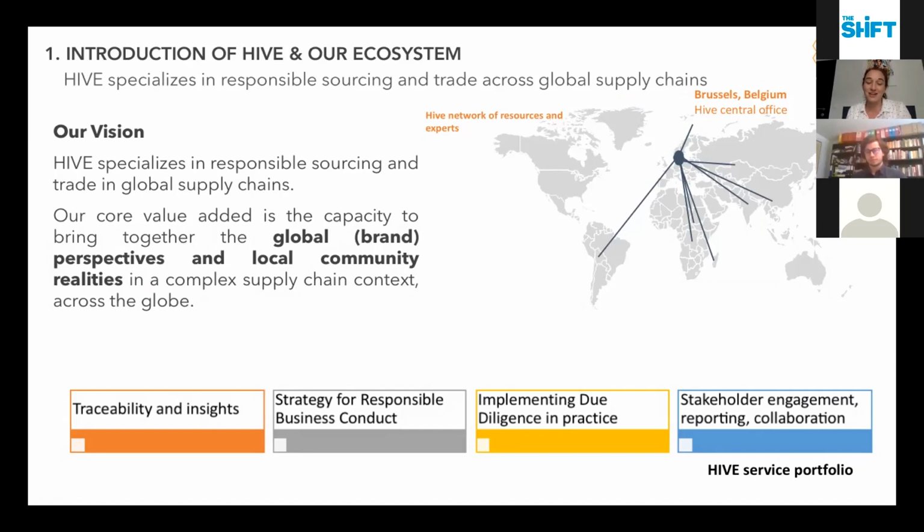We started Hive 1.5 years ago, and we are 5 experts. We each bring more than 10-15 years of experience, and I personally came from Deloitte here in Belgium. We met each other around the conflict minerals regulation, and we realized we had value to add, to connect the dots in very complex supply chains. On the bottom you see some of our services that are also relevant for today.